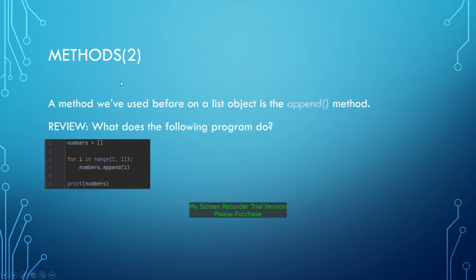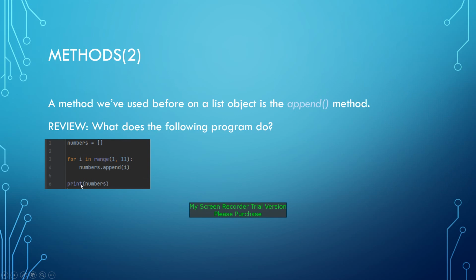Where am I now? Okay, so a method we've used before also on a list object is the append method. So a quick review. What happens with this program? Can anybody tell me what will be the output of this program? I'm giving you a few seconds so you can look. Only 4 lines of code. What does this do? Does anybody want to take a chance?